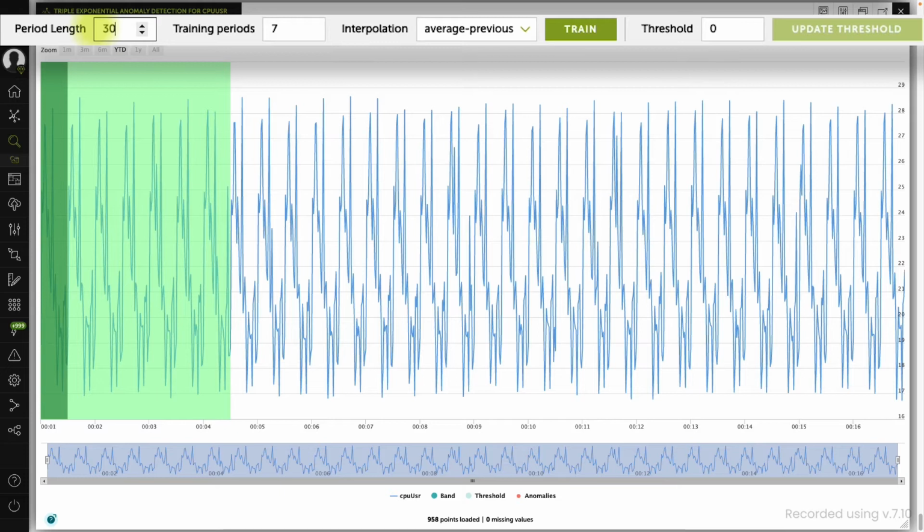Now enter the training periods. Note that the number of points used to train the model corresponds to the result of multiplying the values entered in the period length and training periods fields. Next, we have the interpolation method.